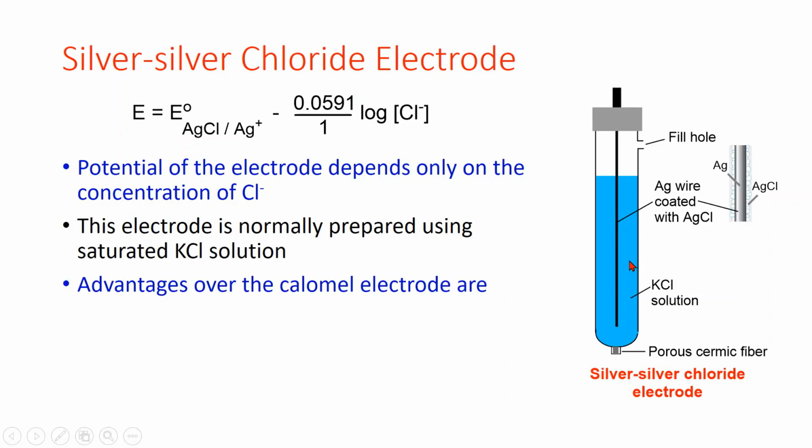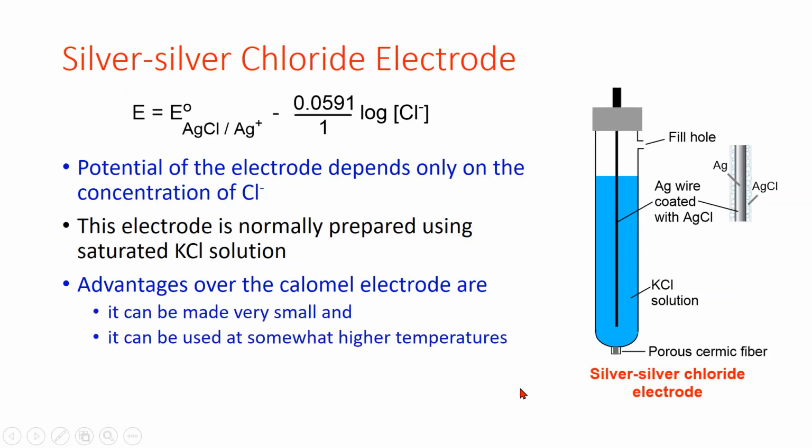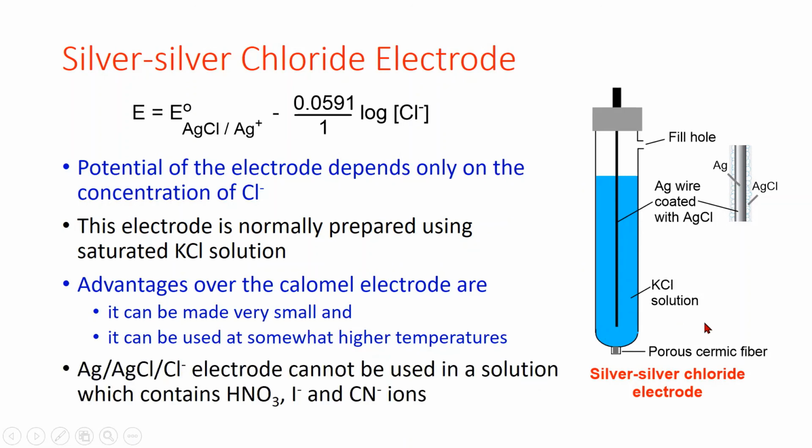An advantage of the silver chloride electrode over the calomel electrode is that it can be made very small and it can be used at somewhat higher temperatures. The silver chloride electrode cannot be used in solutions which contain nitric acid, iodide, or cyanide ions.